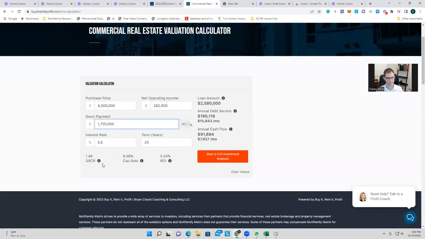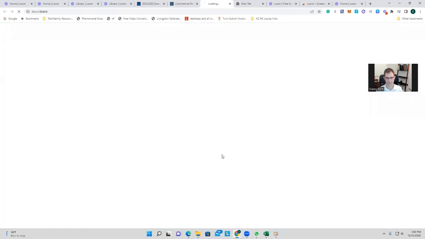All right, so then it gives you some basic numbers right here. And even if you're not a member, you're going to have access to the basic numbers, annual debt service. But then if you are a member, you're going to be able to click on this button and you're going to be able to do a full analysis. And that is really what the crux of this video is about.